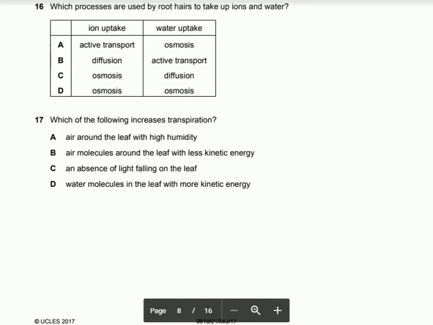Which processes are used by root hair cells? Ions. It should just strike your mind that ion uptake is always active transport and water uptake is always osmosis. This should just shoot into your mind all of a sudden. So just load up your brain with ion intake as active transport and water intake as osmosis. Get it? I hope you do.